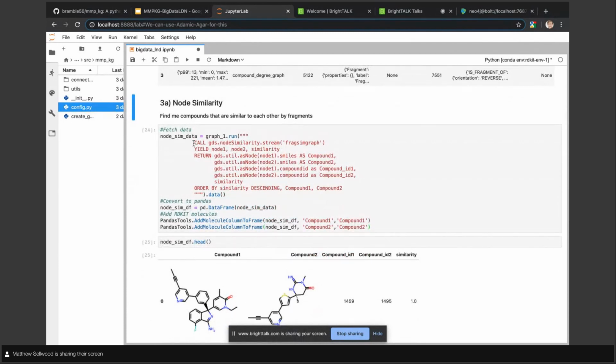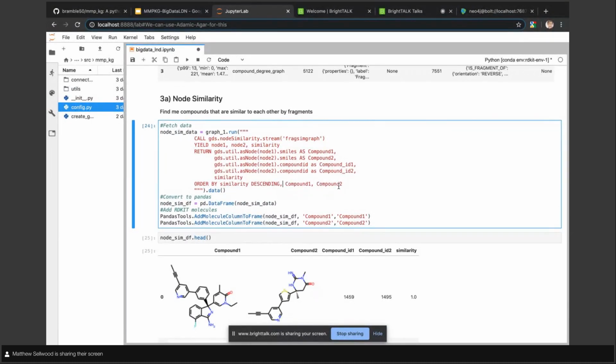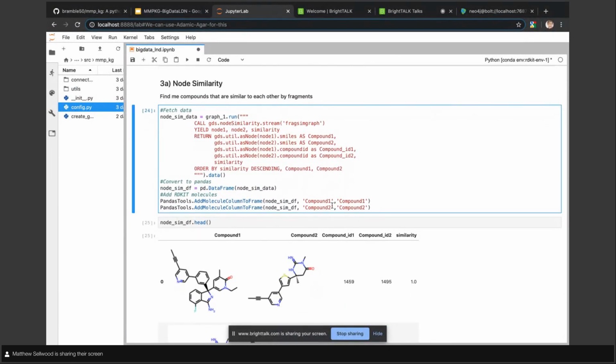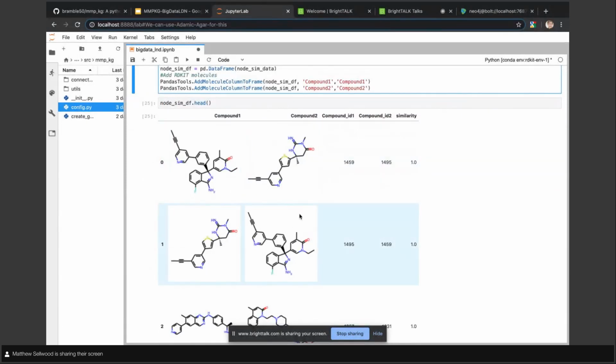Here I've written a Cypher query, and we're asking it to find similar nodes, similar compound nodes in this sense, to each other based on the fragments. We're using the graph data science syntax, GDS.nodeSimilarity, and streaming the results back. Then we're going to convert them into a pandas data frame and also display them using our dkit. When we run that, we get this list of molecules.